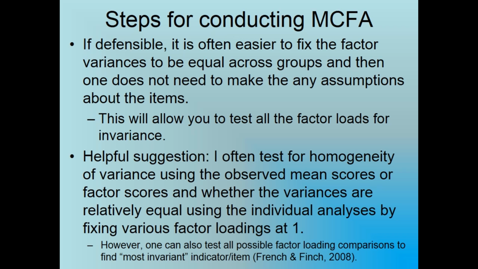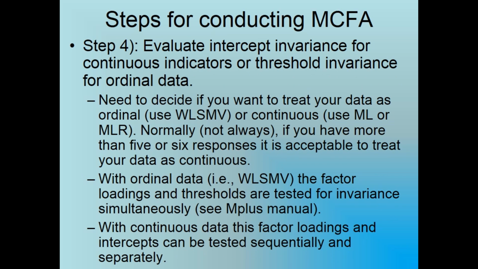In step 4, we're going to test whether the intercepts are invariant across groups for the continuous indicators, or whether your thresholds are invariant across the groups if your variables are categorical. You can follow the exact same recommendations we've talked about in class before on whether you want to treat your data as categorical or continuous. And sometimes it might not be a bad idea to test whether the model is invariant across both groups using WLSMV and maybe MLR. It's kind of like seeing how generalizable your results actually are.